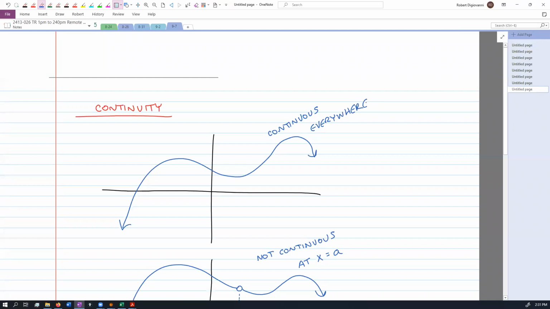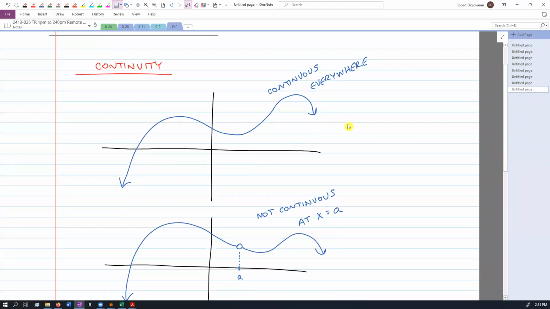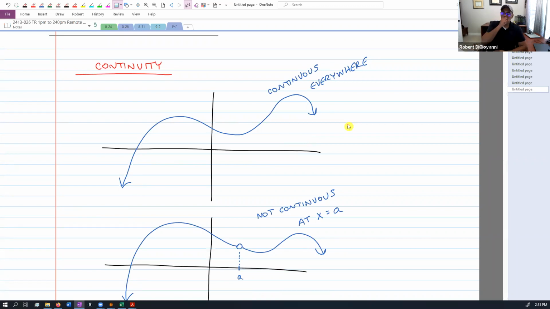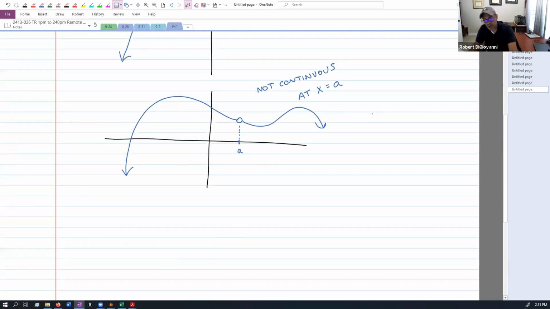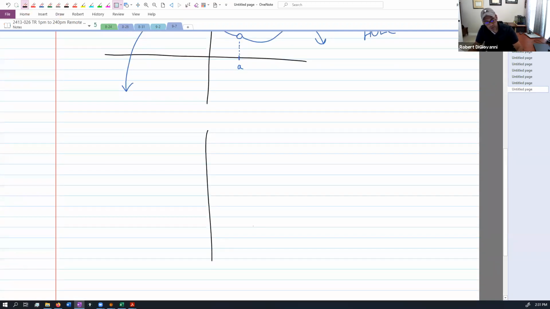Sir, would it be like that every time there's a hole in the graph? Anytime you have a hole, you have what we call a discontinuity at that point. Anytime you have a hole, that's a discontinuity. All right. Vertical asymptote as well. What else? So this is called a hole. Someone said if you had a vertical asymptote, that would be a discontinuity.